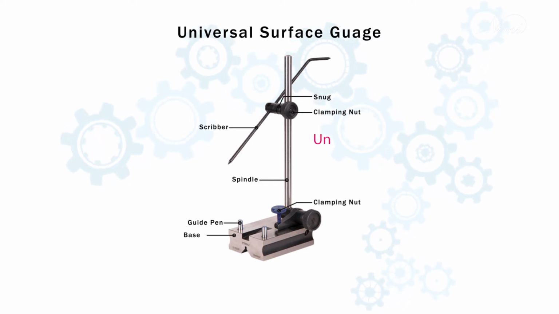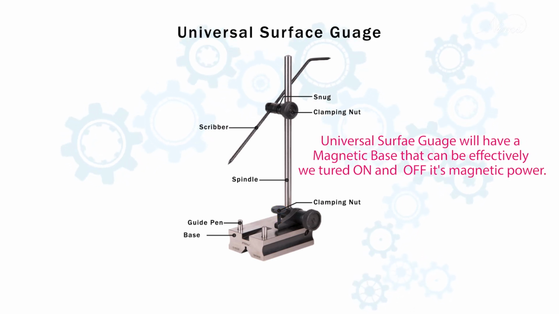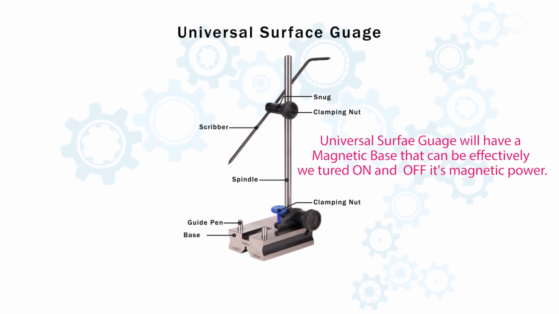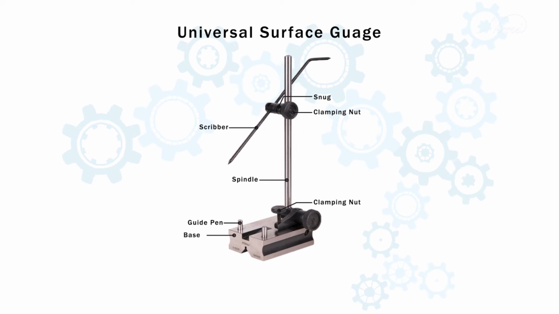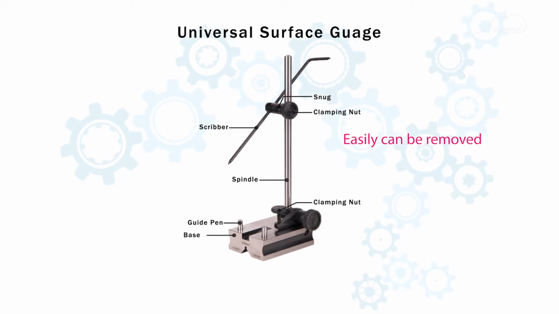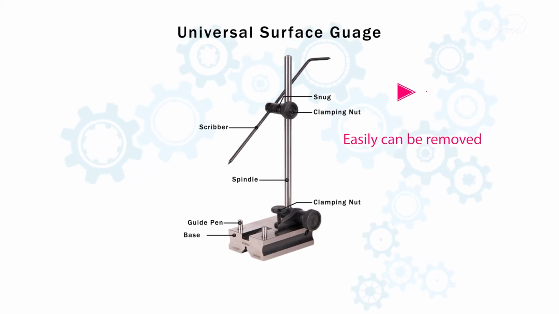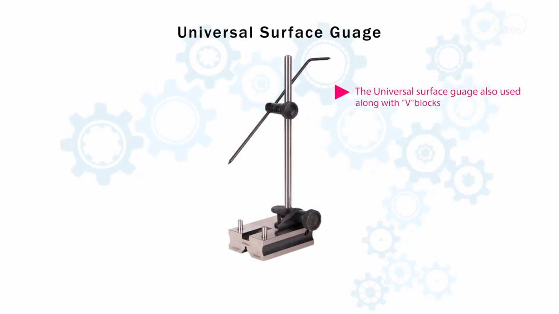The universal surface gauge will have a magnetic base whose magnetic power can be effectively turned on and off. Therefore, it can be placed at the location while using and easily removed by switching off its magnetic power. The universal surface gauge is also used along with V blocks.